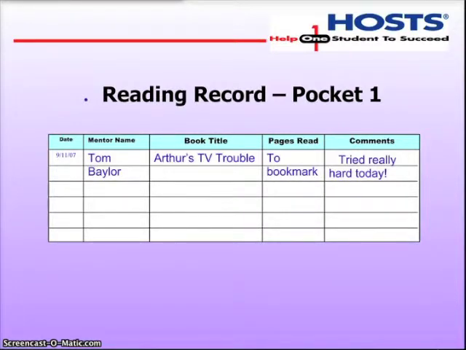As you listen to the student, she told you that you put the date, the mentor name, the book title, and pages read. But you also need to add comments. This will help guide the host instructor in the progress of their reading.